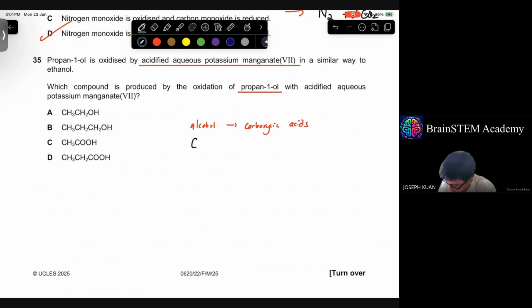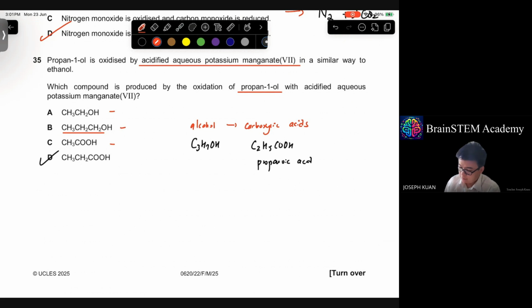So your propan-1-ol will basically turn into propanoic acid. Propanoic acid. So the answer here is D for donkey, because A is ethanol, B is propan-1-ol, C is ethanoic acid. So the answer is D for donkey.